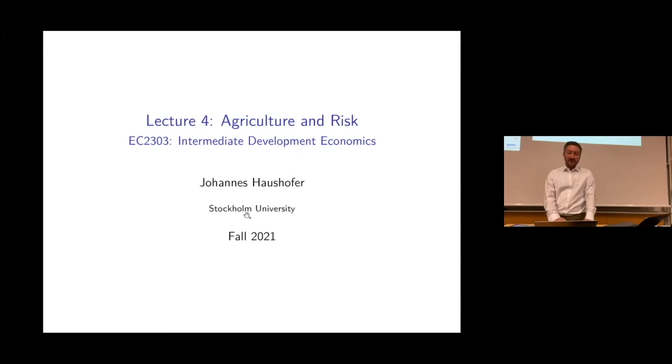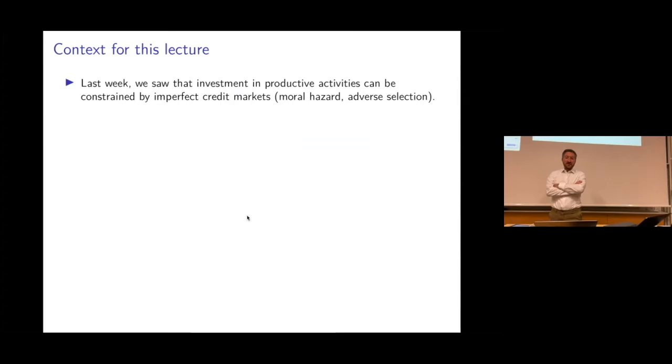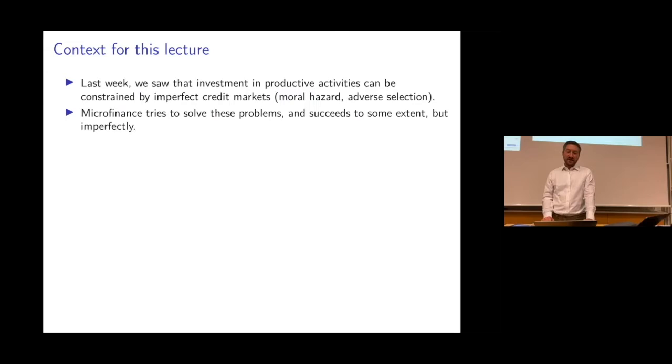So I want to start by tying what we're going to talk about today together with what we saw in the last few weeks, and in particular last week. Last week we talked about credit markets, and we saw that investments in productive activities can be constrained by imperfect credit markets. When there's moral hazard and adverse selection, that makes it hard for companies to offer credit products to people. And microfinance tries to solve these problems in various ways, by having joint liability among the borrowers. To some extent, we saw that it succeeds in doing that. It's not perfect, but it is a step in the right direction.